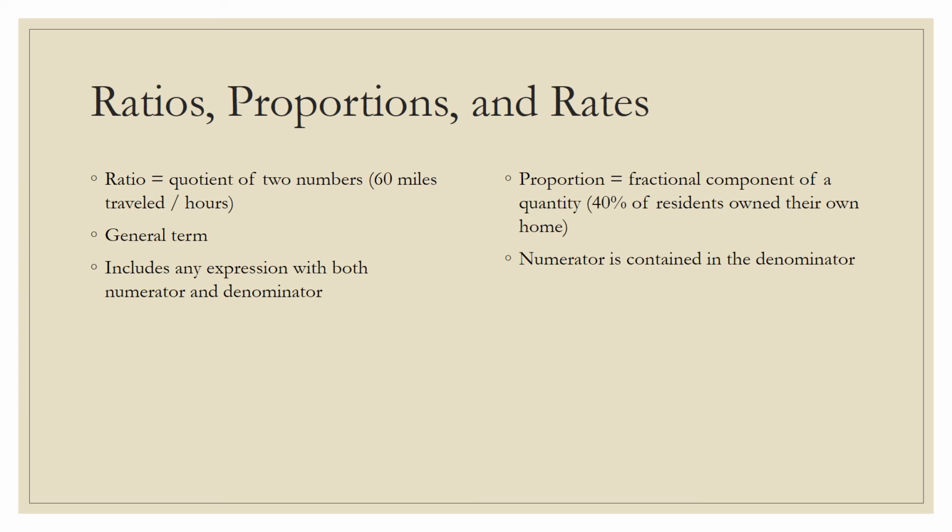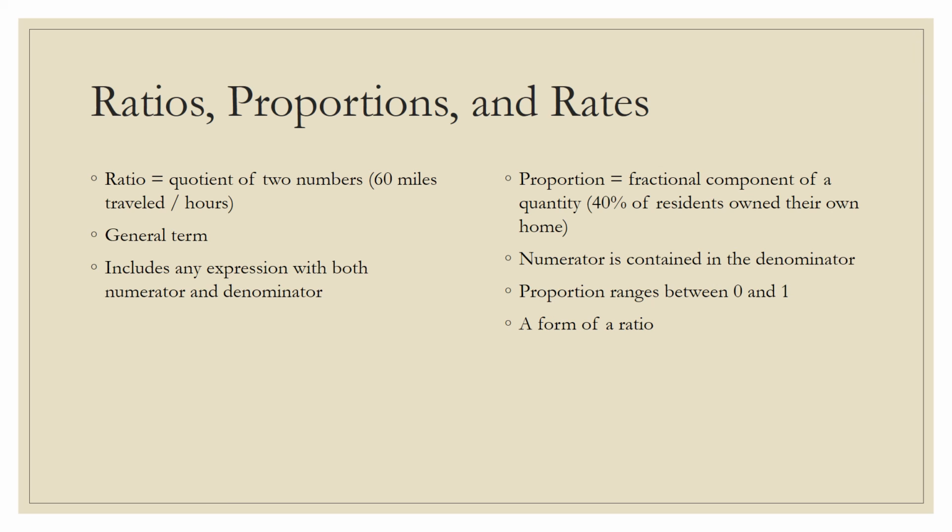A proportion is a type of ratio. It is defined as a fractional component of a quantity. So this is when the numerator, the top number, is contained in the denominator, which is the bottom number. So an example of this would be 40% of residents own their own home. Say you have 100 people who live in a town, 40% of them own their own home, but 60% do not. Well, the 40% who own their own home, they're part of the 100 residents. So the numerator is contained within the denominator.